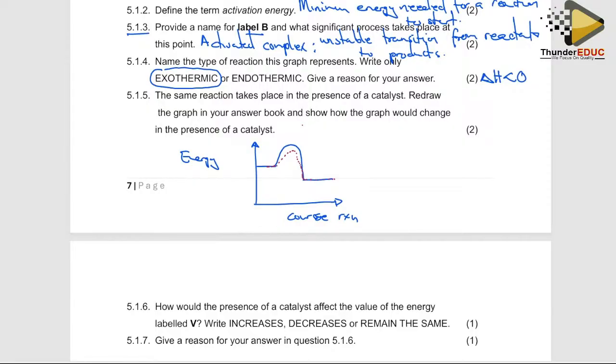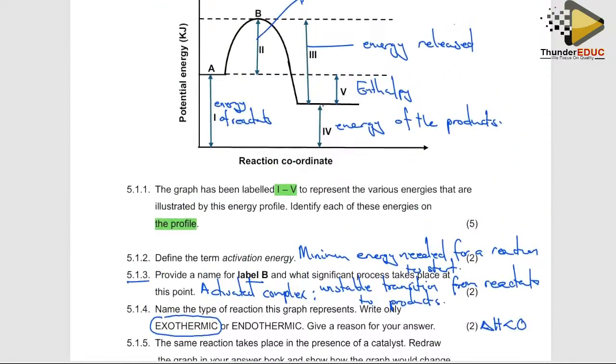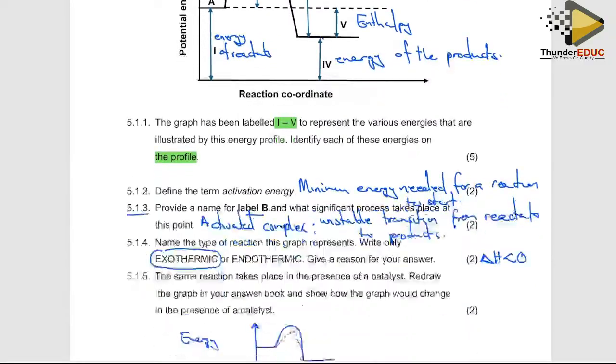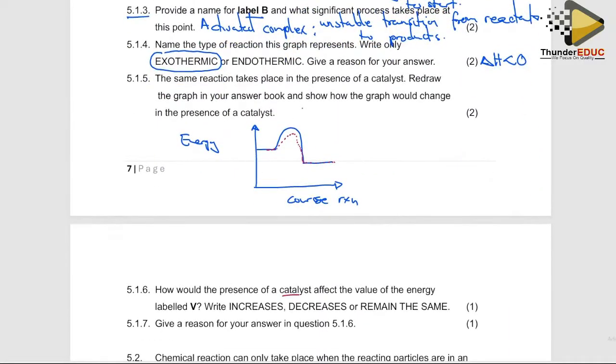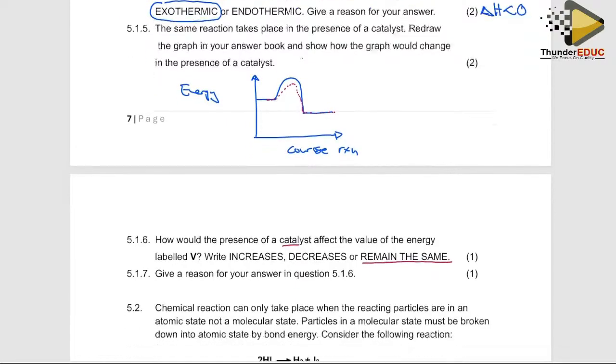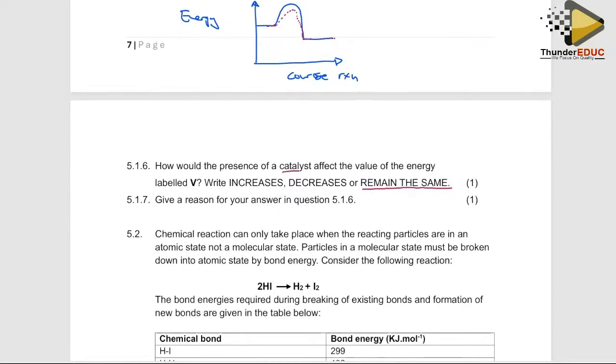Then we proceed to the question that says how would the presence of a catalyst affect the value of the energy labeled 5? So let's look at 5 there, which is our enthalpy. We are asked how our catalyst affects our enthalpy. Our enthalpy there has no change. It's going to remain the same. Remember, the amount of product that is going to be formed remains the same. Therefore, a catalyst does not affect it.